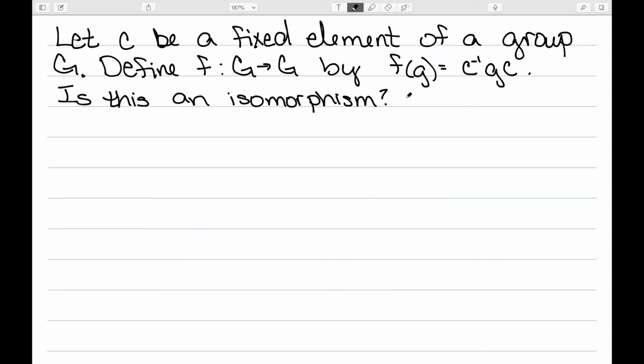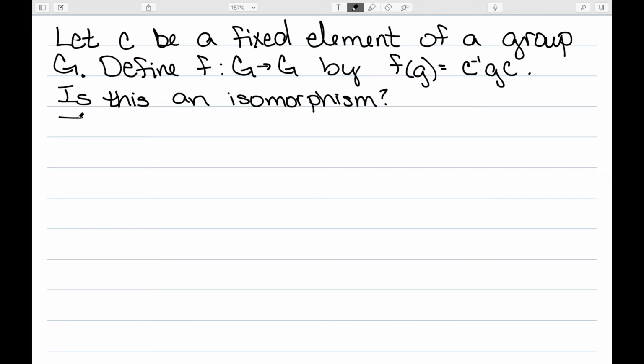In this video, I want to do several examples of both showing two groups are isomorphic as well as showing two groups are not isomorphic. To start with, let's let C be a fixed element of a group G. We're going to define F going from G to G by F of G equal to C inverse GC. And I want to know, is this an isomorphism?